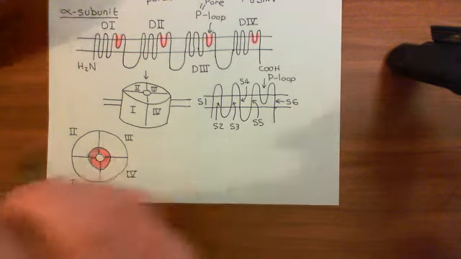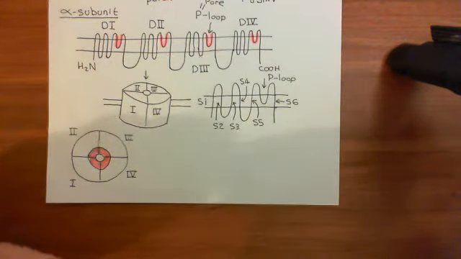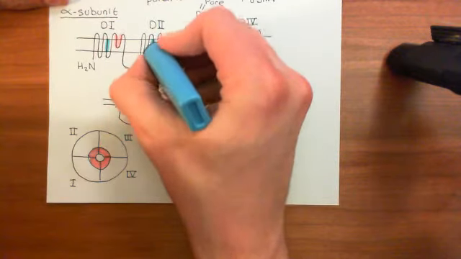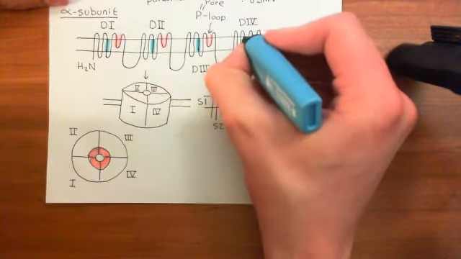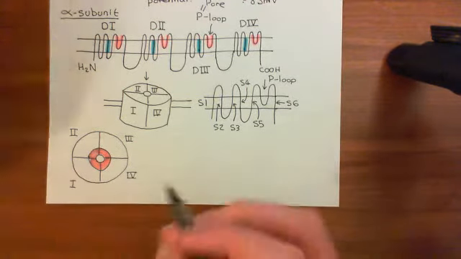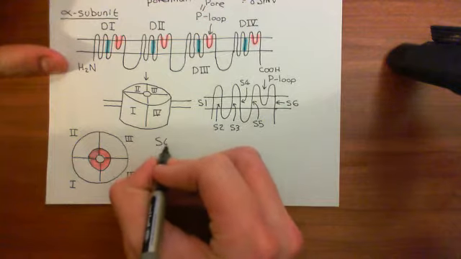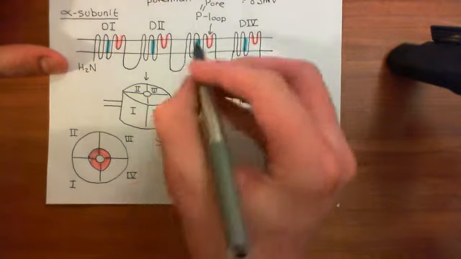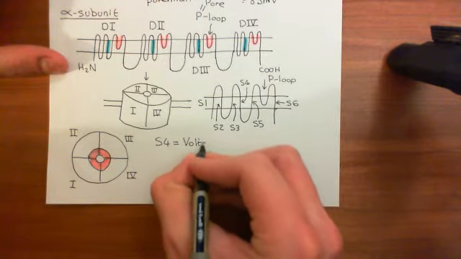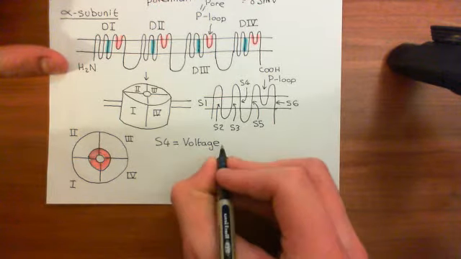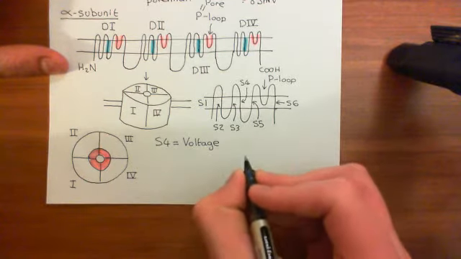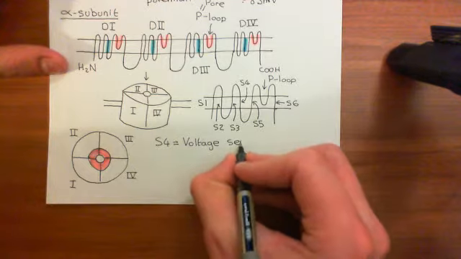The other crucial domain that we need to discuss is this S4 membrane spanning alpha helix of every single one of these domains here. S4 is extremely important. S4 is actually the voltage sensor. It is this membrane spanning alpha helix which is responsible for sensing the depolarization of the electrical potential difference across the cell membrane and opening in response to that depolarization. So this is the voltage sensor.